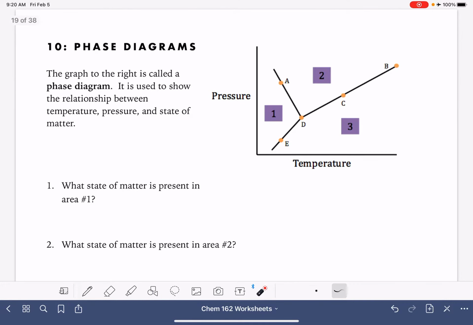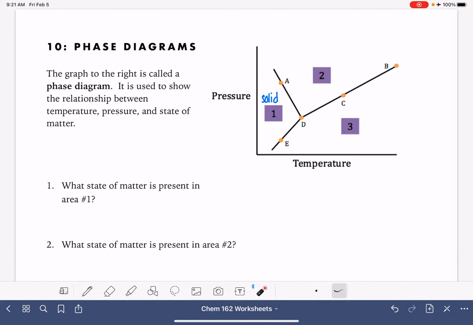I feel like this is the easiest area on the phase diagram to identify, this area right here, which corresponds to pretty much any pressure as long as you are at relatively low temperatures. And when we're at relatively low temperatures, regardless of the pressure, this is where our substance is going to exist as a solid. There's not enough energy for the molecules to move fast enough to be either a liquid or a gas. So this is where we find solids.